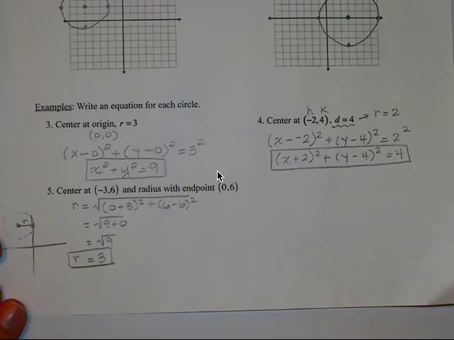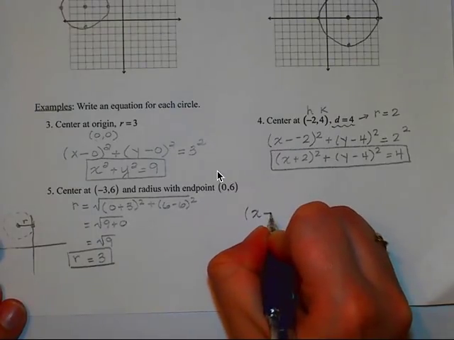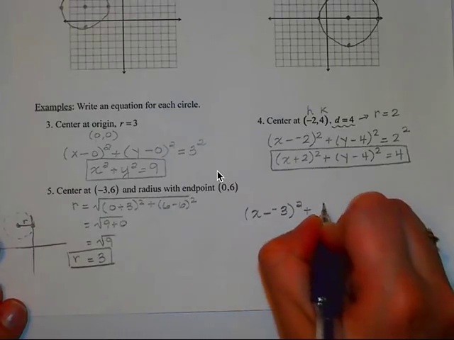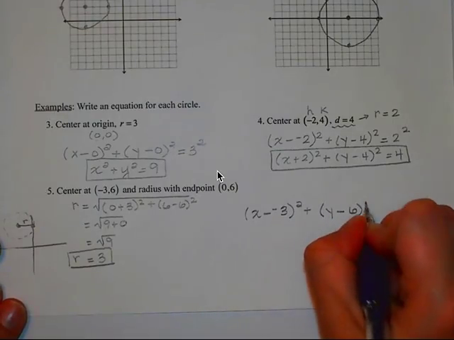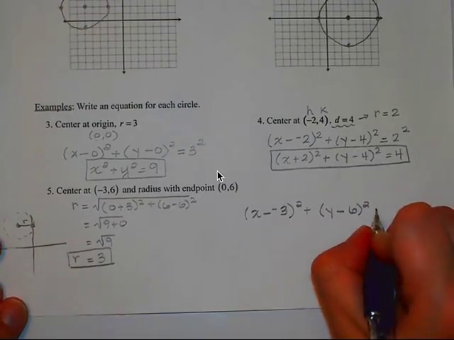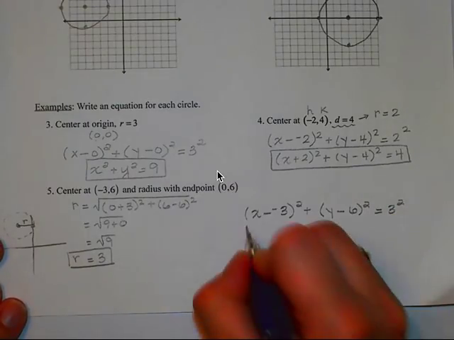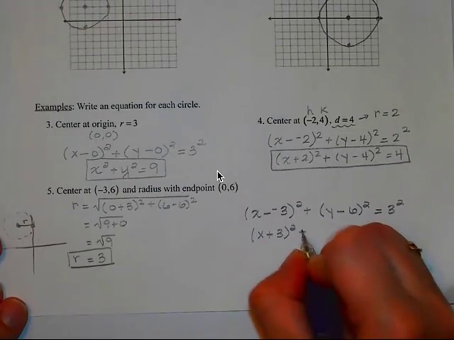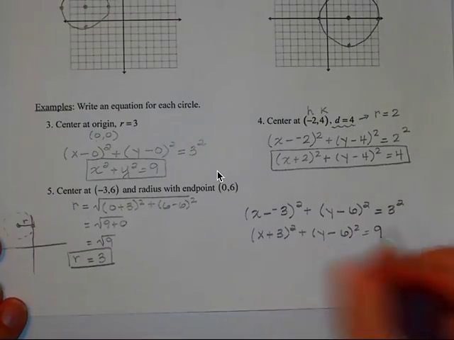Now that we have both the center and the radius, we can write the equation of our circle. Our circle is going to be x minus the x-coordinate of the center, negative 3, squared, plus y minus the y-coordinate, which is 6, squared, equals our radius squared, so 3 squared. Again, clean up, so this will become (x + 3) squared plus (y - 6) squared equals 9.